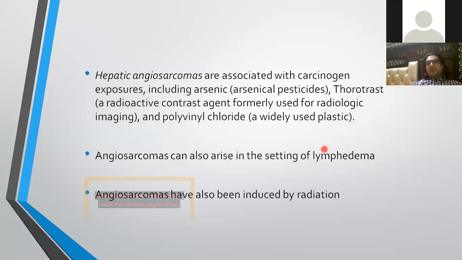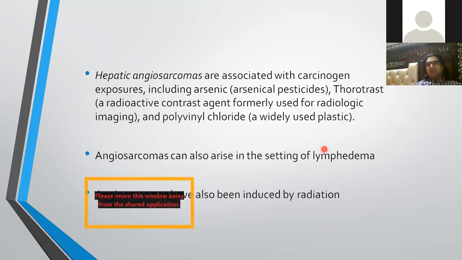Then there are various carcinogen exposures that can lead to angiosarcoma formation. For example, polyvinyl chloride, which is used in the plastic industry. Workers of the plastic industry can develop angiosarcoma, and that is due to polyvinyl chloride. Then there is a radio contrast agent called thorotrast, which can cause angiosarcoma. And finally, arsenic, which is in pesticides. Farmers can develop angiosarcoma secondary to arsenic exposure. So remember the carcinogens: arsenic, the radio contrast agent thorotrast, and polyvinyl chloride. Especially liver angiosarcomas develop due to exposure to carcinogens.